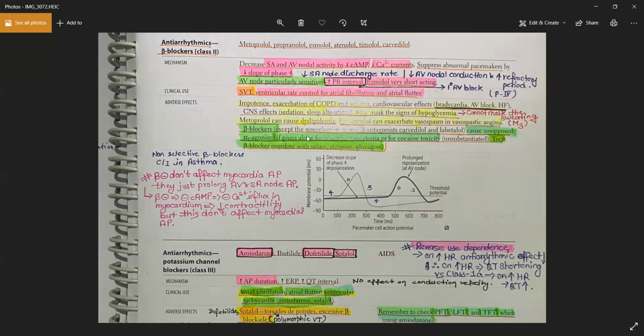And yeah, that would be it. You already know every adverse effect of these drugs. Okay, very important.